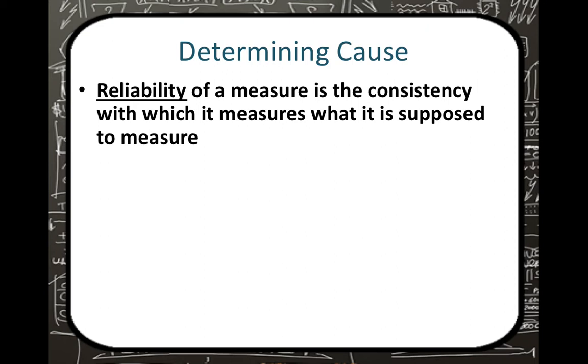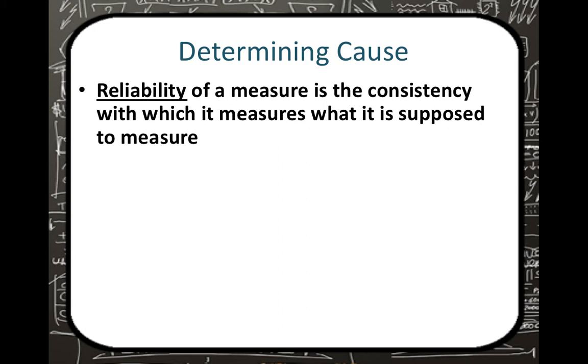Now, when you hear about validity, a lot of the time you'll also hear about this idea of reliability. So validity and reliability are two concepts in research that go very hand in hand. Whereas validity is, are we really measuring what we think we are? Reliability is, how consistently are we measuring what we're measuring? So reliability is the consistency with which it measures what it's supposed to measure.